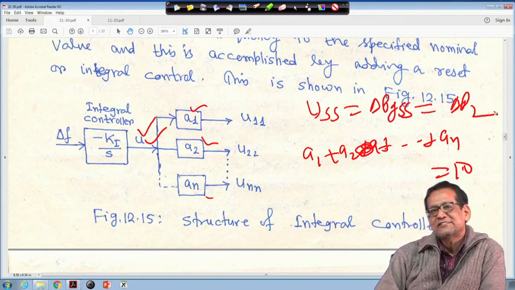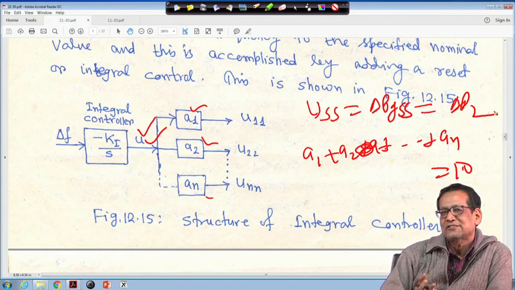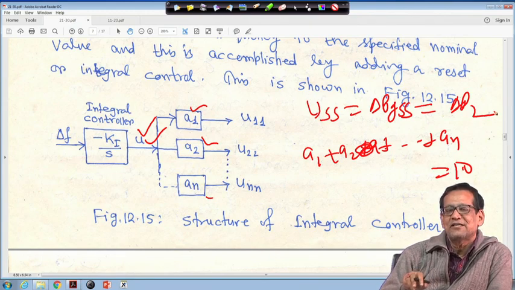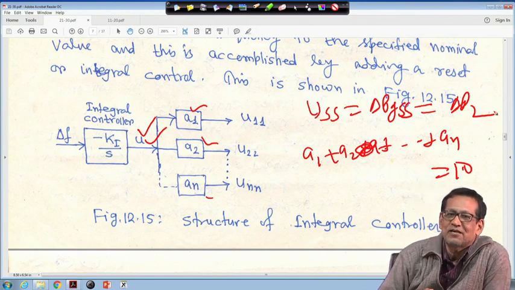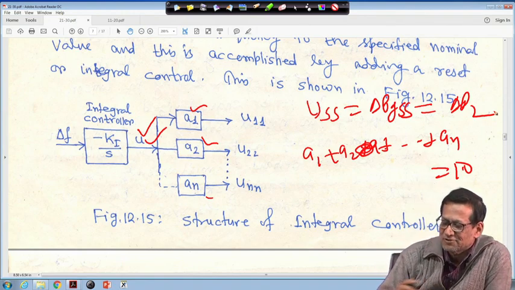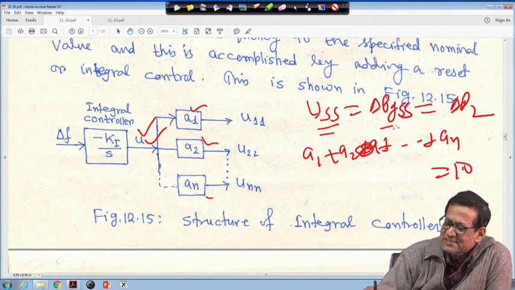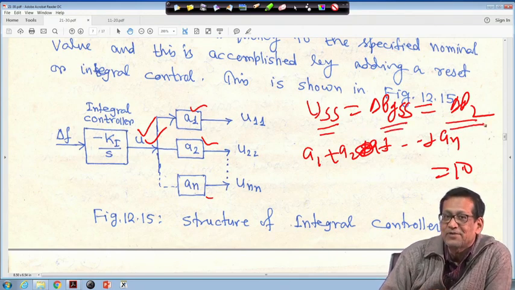Because when you consider a steam turbine, thermal power plant or hydro power plant, if load demand increases, then you have to give more input to the steam turbine. In the case of a hydro power plant, you have to open the water gate. Whatever comes in as steam or water is equivalent to the power generated, considering it lossless. So, actually at steady state you will find Uss is equal to delta Pss is equal to delta PL.